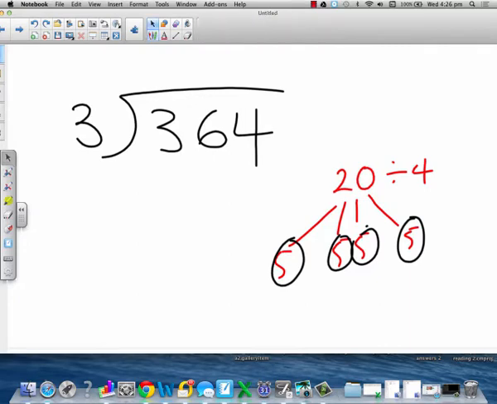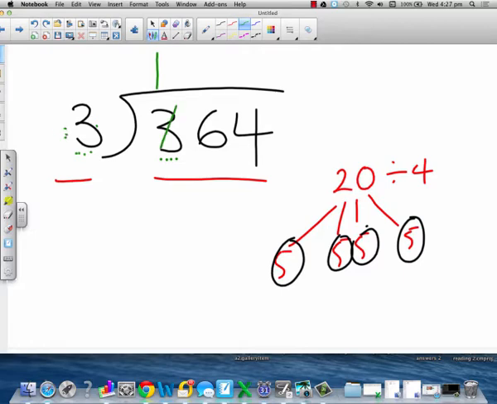Let's have a look at this sum. Here's how we do some division. We've got 364, and that's going to be divided by the number 3. Here's how we do it. We go 3 here, this 3, into this 3. And that, of course, equals 1. And we've done that. You can cross that off if you like.